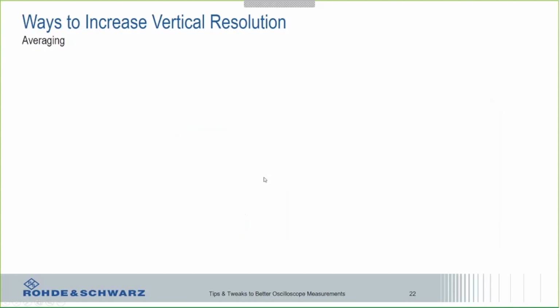Okay, let's talk a little bit about ways that we could increase that vertical resolution. I mentioned as you get up to 10 or 12 or 16 bits of resolution, you have more buckets to be able to put those sample points into. And there's a number of different ways that oscilloscopes can go about increasing their vertical resolution. One of those is averaging.